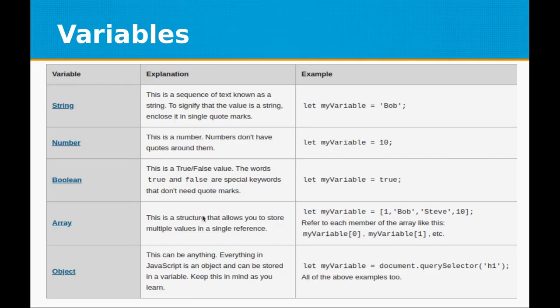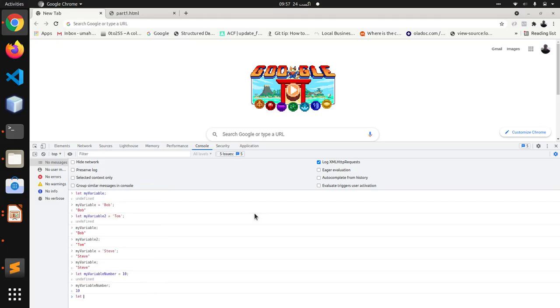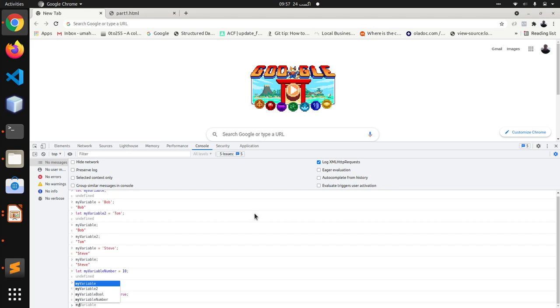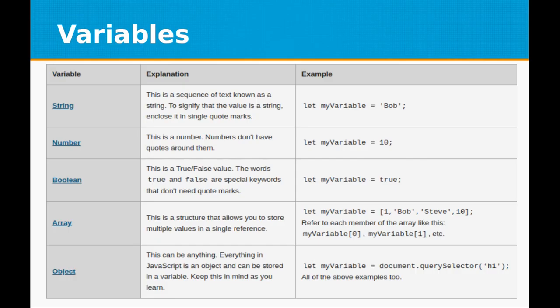The third one is Boolean. Boolean only stores true or false. So if I declare a variable, myVariableBool equals true, it is now defined as a Boolean variable. So if I get the value, I get true. I can set it to false now, and now it holds false. As you can see, when I retrieved the value of the variable, I got false.